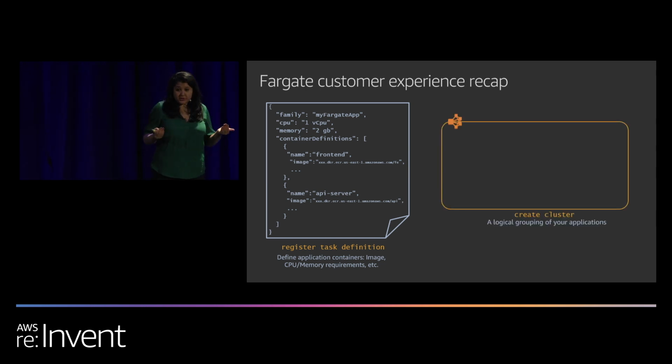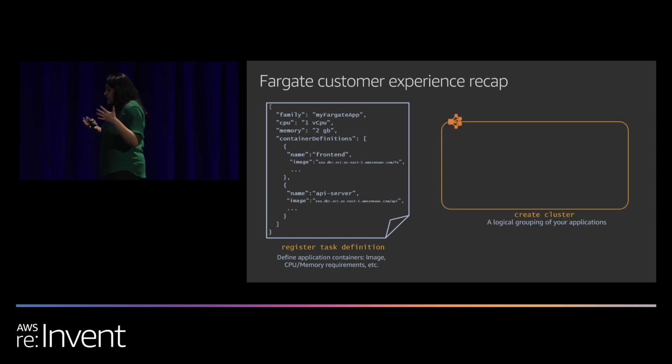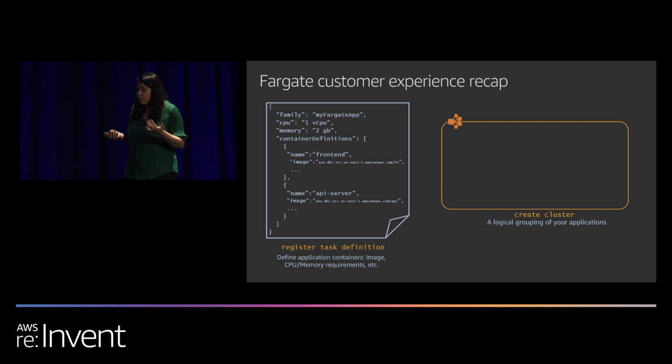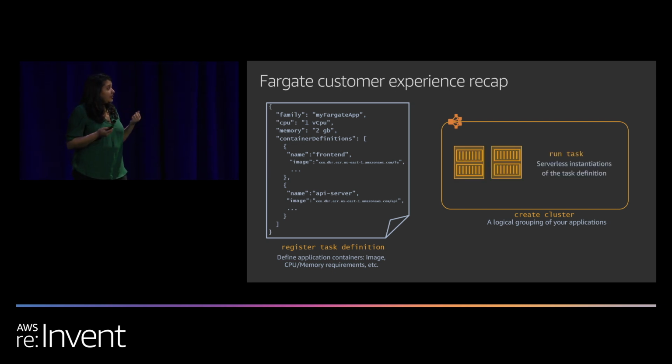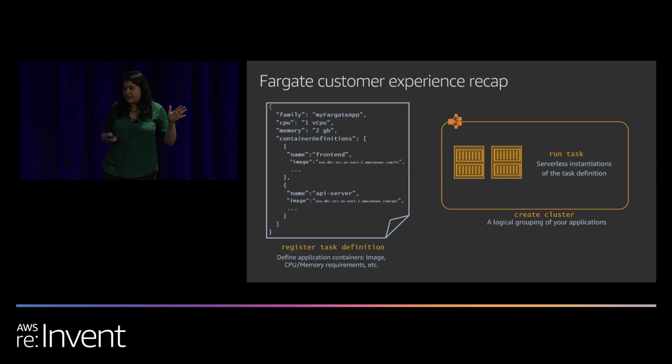Then you create a cluster, and note that this isn't a cluster of EC2 instances or VMs, but it's rather just a way for you to group your applications. So some customers use it as a namespacing construct or a permissions boundary, for example. Then you call the RunTask API with the task definition and a cluster, and boom, you have a serverless instantiation of your containerized applications running on Fargate. So as you can see, there were no EC2 instances or VMs involved in this experience.